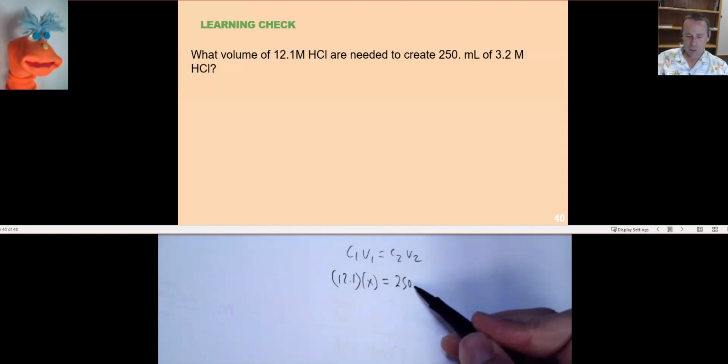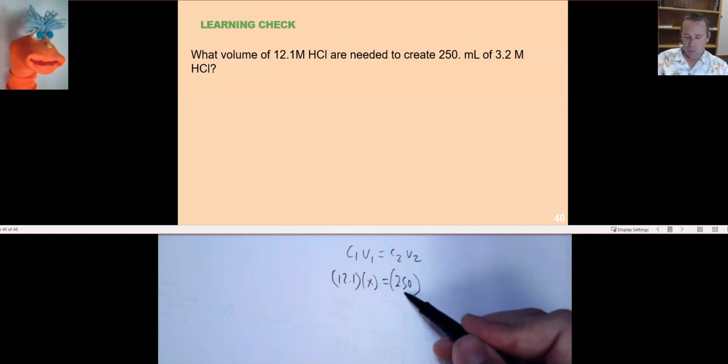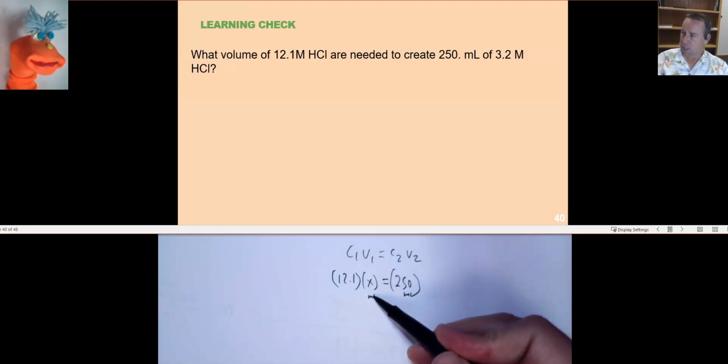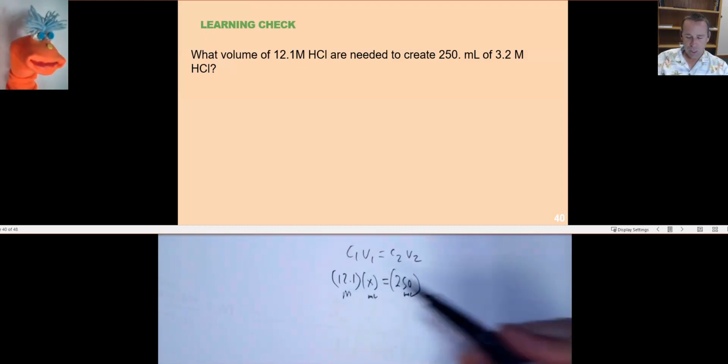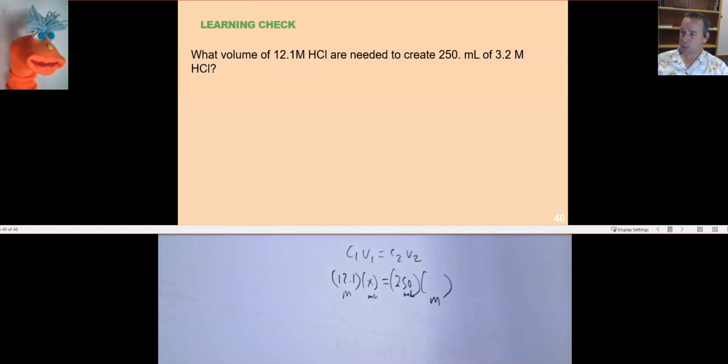Does it have to be in liters? Well, whatever units I have here, I just know that those are going to be the units that I end up with here. So this is molarity. I just want to make sure I have molarity over here. This is milliliters over here. I know I'm going to end up with milliliters in my answer. If I had converted this to liters, then I would end up with liters in my answer.